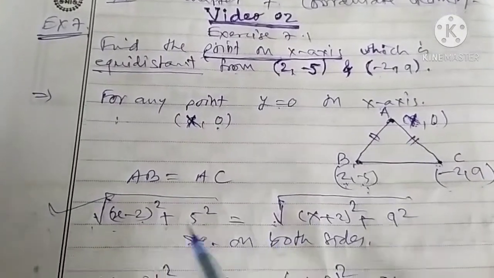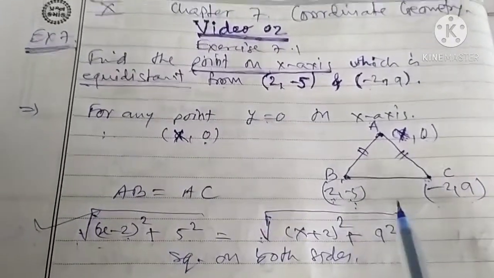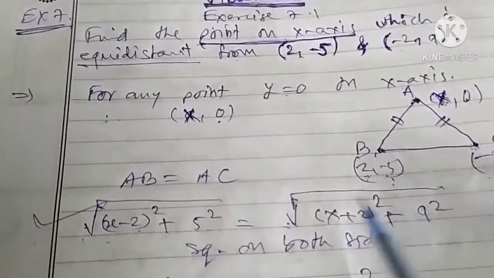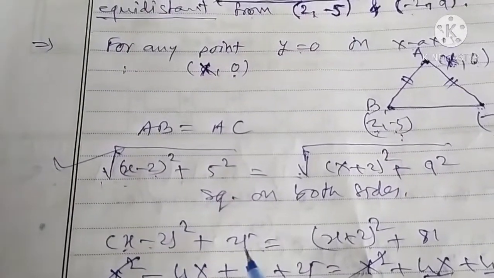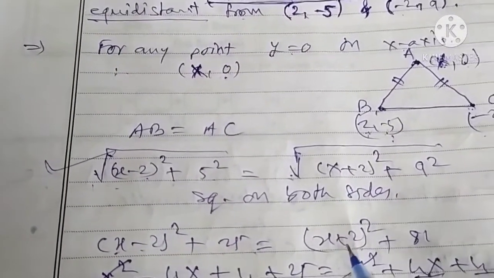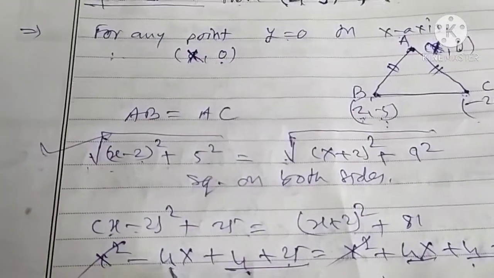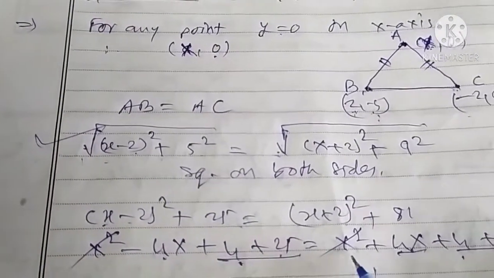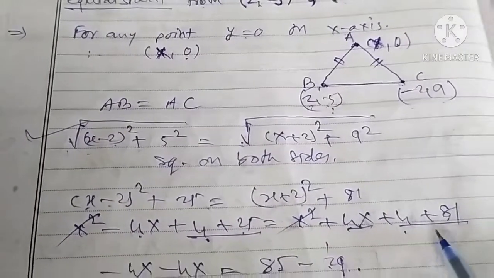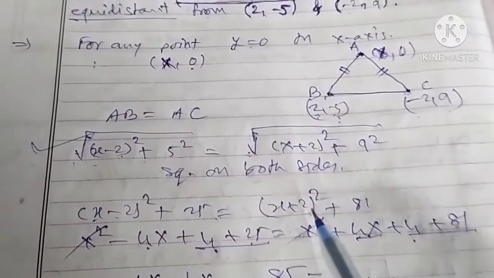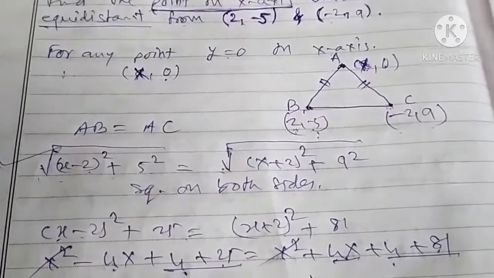Now see, square on both sides, because the square root is there, remove the square root sign. So square on both sides, we get (x minus 2) bracket square plus 25 equal to (x plus 2) bracket square plus 81. Open bracket please. x square minus 4x plus 4 plus 25 equal to x square plus 4x plus 4 plus 81. This expansion (a plus b) bracket square is known to all of you, okay?